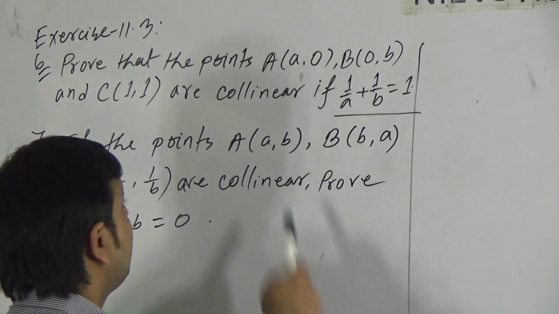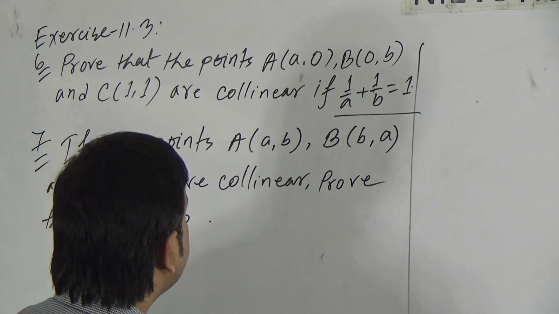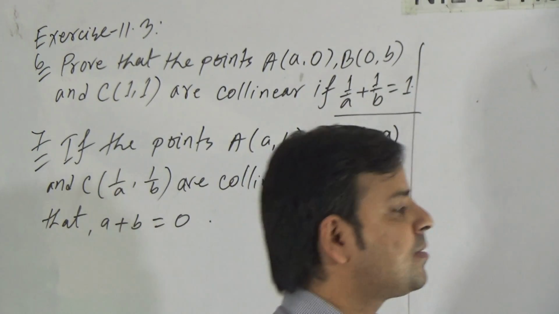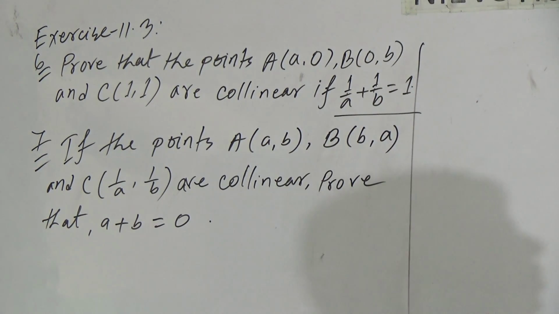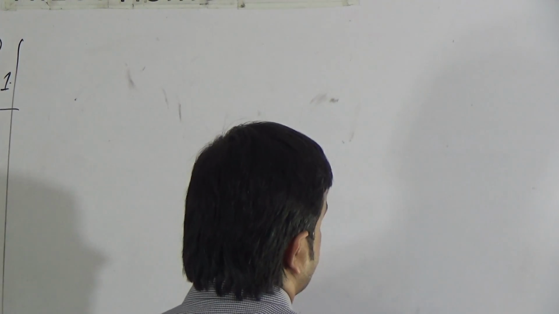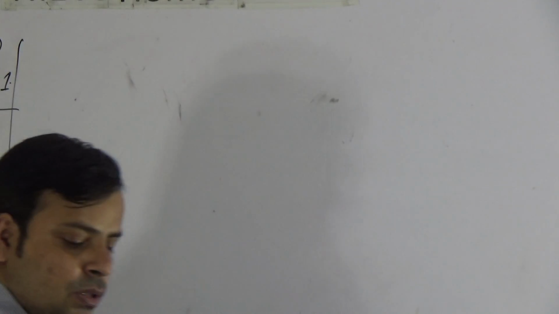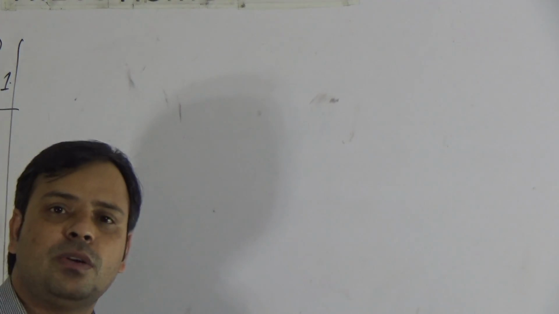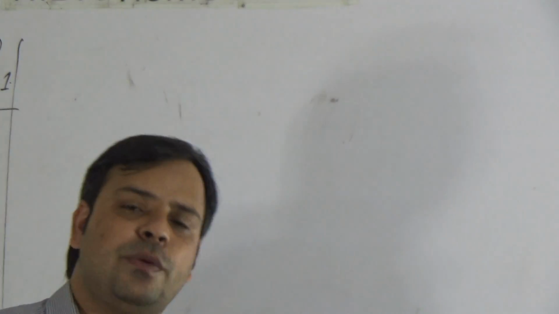So we can say here A, B, C collinear means A, B, C, these 3 points lie on the same straight line. So as they are on the same straight line, we can say AB is a straight line and BC is a straight line. As these 3 points are collinear, the slope formed by these points AB and BC will be equal.